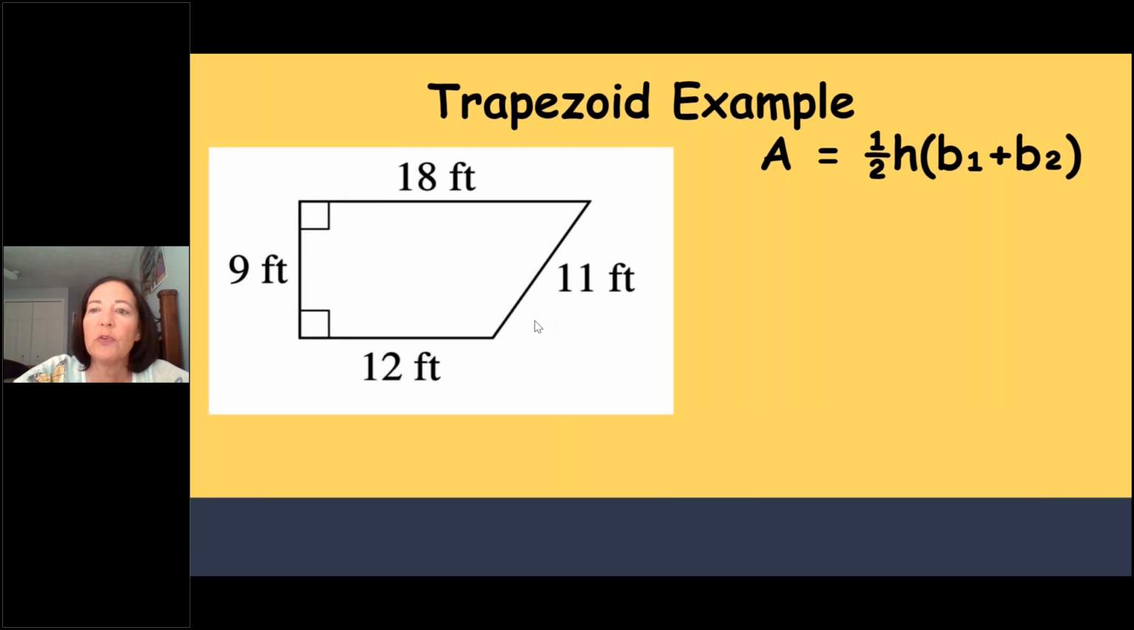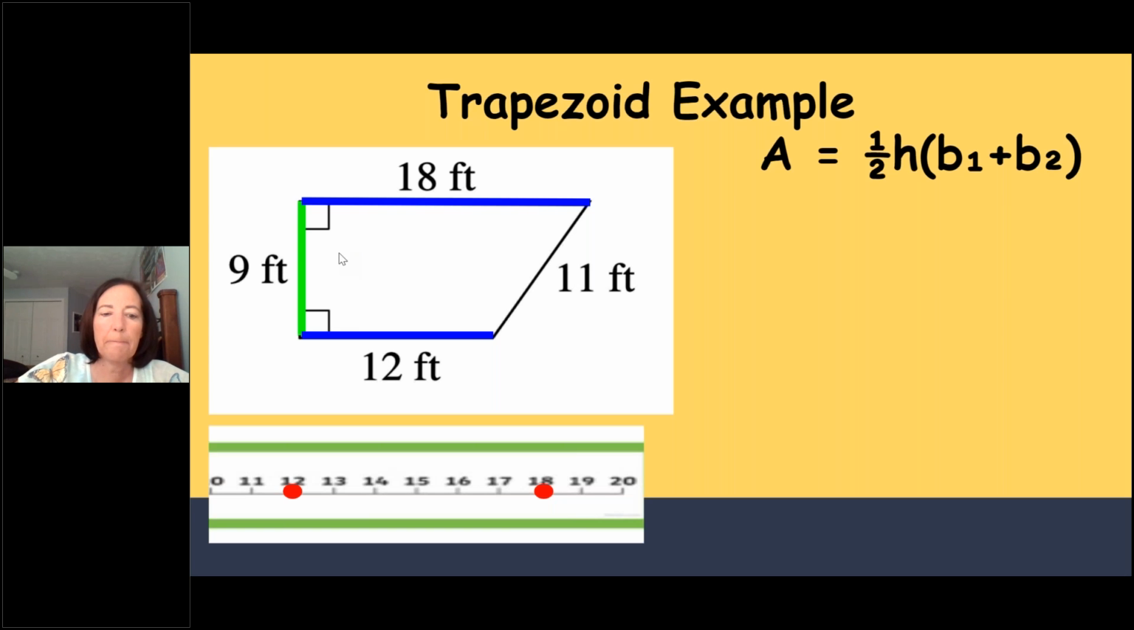So for the trapezoid example, I went ahead and put the formula on the page here, but I'm going to tell you that I would identify my bases. One is 18, one is 12. Identify my height. That's going to be 9 because it's a perpendicular line connecting the two bases.